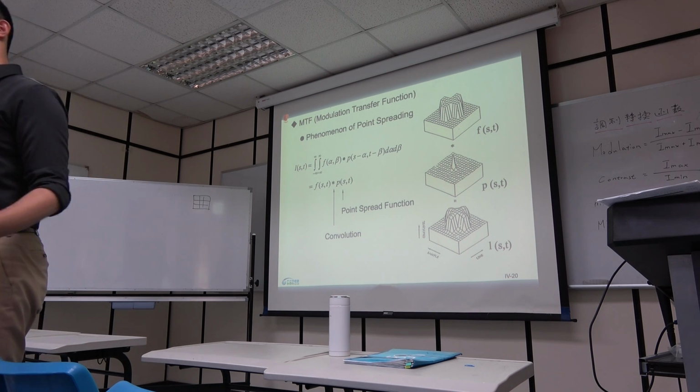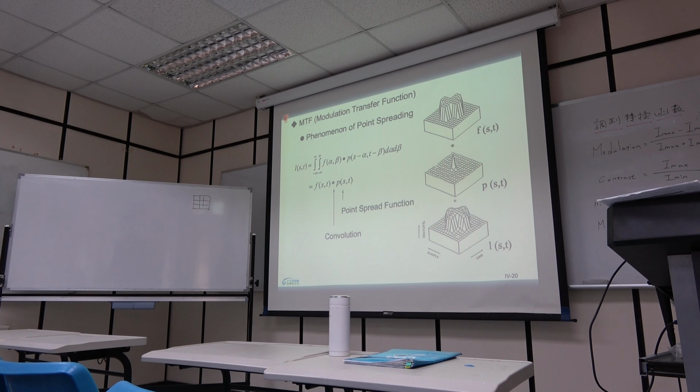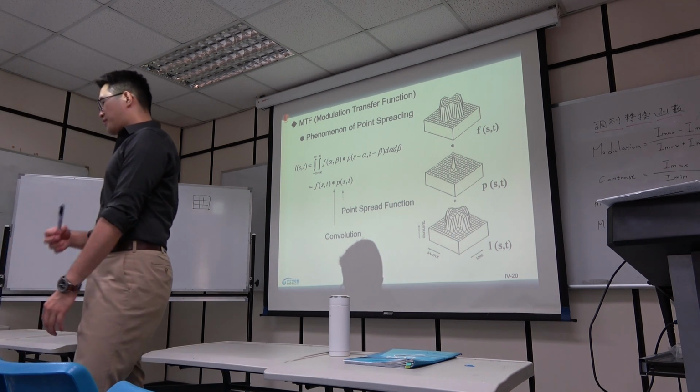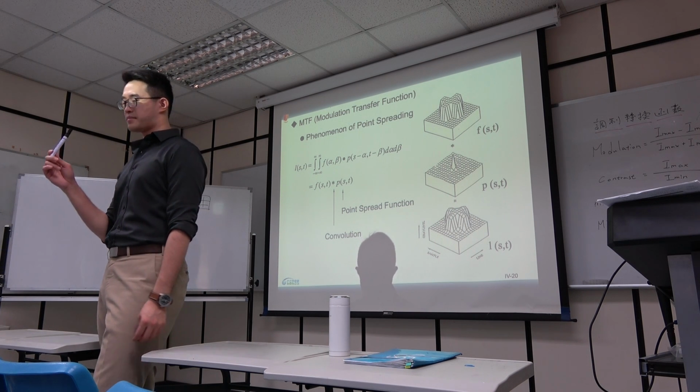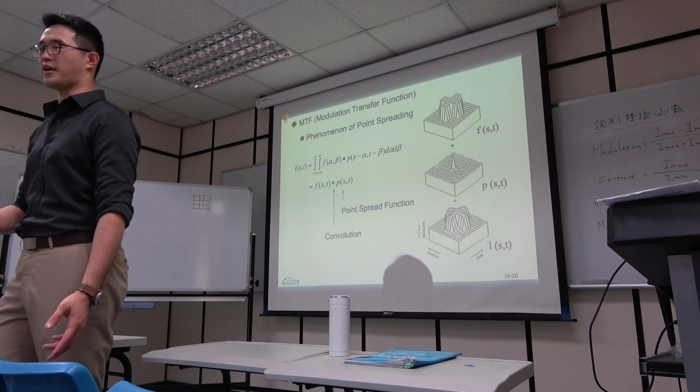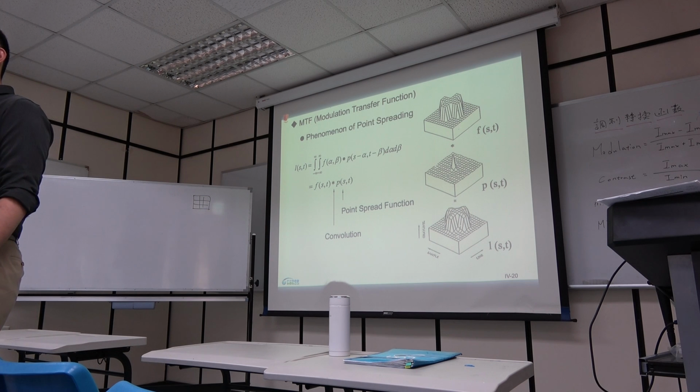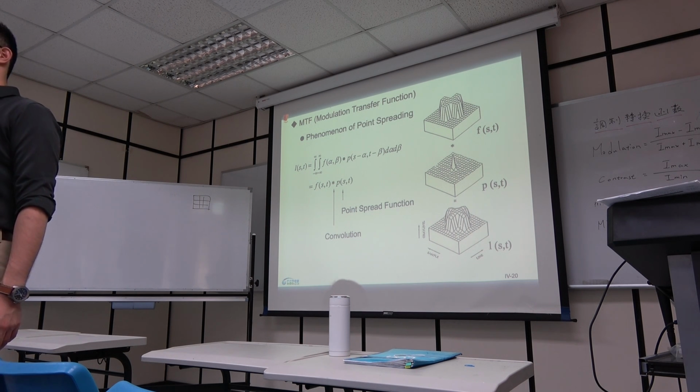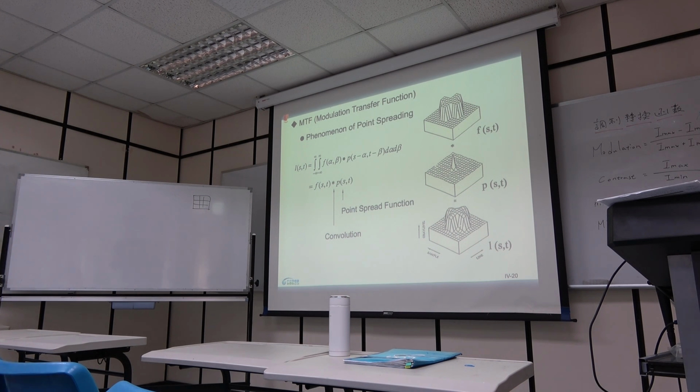It doesn't matter what the situation in the object space is. If you have a perfect camera, what is the point spread function of a perfect camera? Any idea? It should be an easy one.